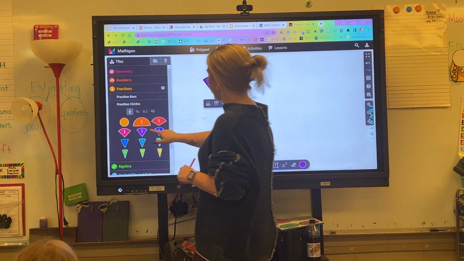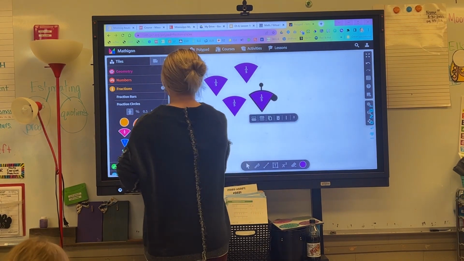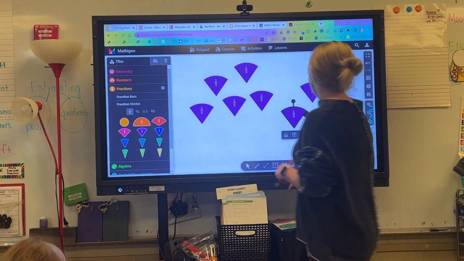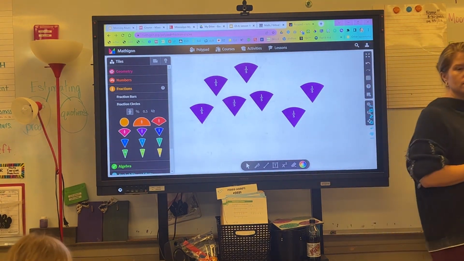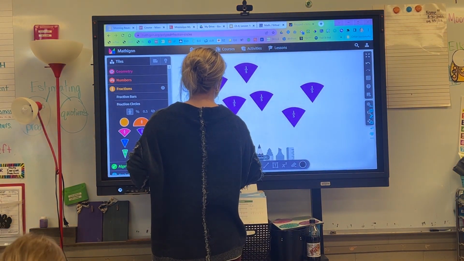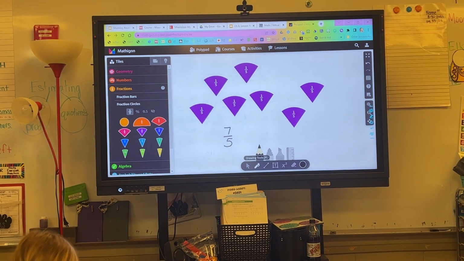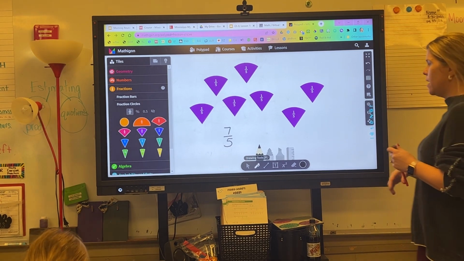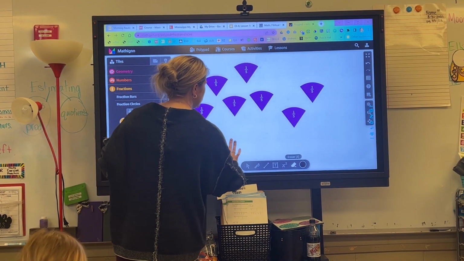Now, how many pieces of pie did they say were left over? 7. So I've got 1, 2, 3, 4, 5, 6, 7. Now, there's two ways I can look at this. Right now, the easiest way is my improper fraction. How many 1/5 do I have? 7. So I can write this as an improper fraction and say that it is 7/5. Okay? Agree? But if I look at this with my wholes and my parts, how many pieces of pie am I going to need to make a whole? 5. All right, so let's make a whole.